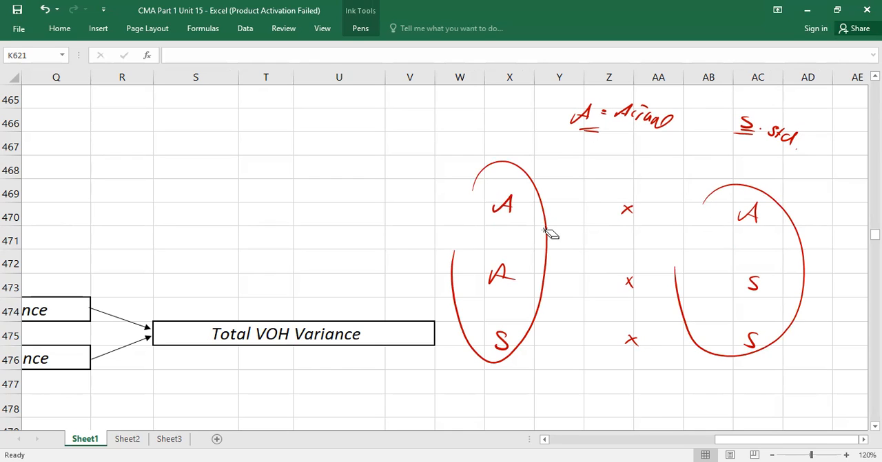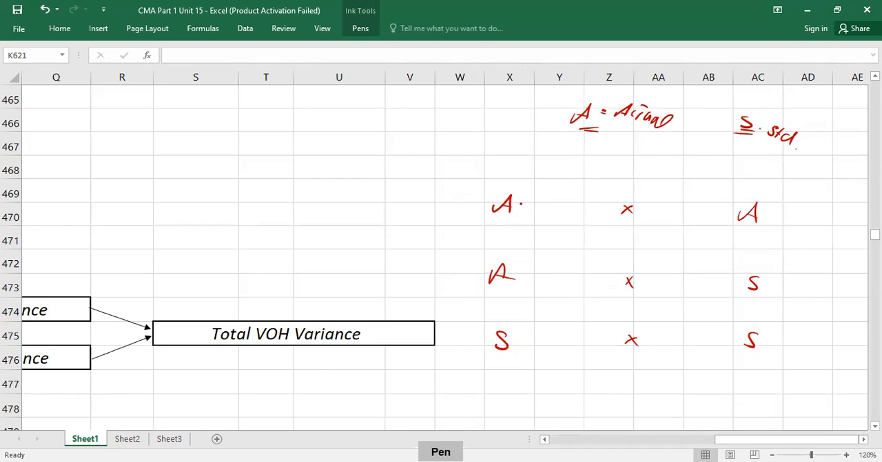With the first column, I'll attach the word hours. For example, it could be actual. This is A hours, meaning actual hours. Here I'll also attach the word hours. It is again actual hours. Again, I'll attach the word here, what? Standard hours. So these are total actual hours, total actual hours, total standard hours.